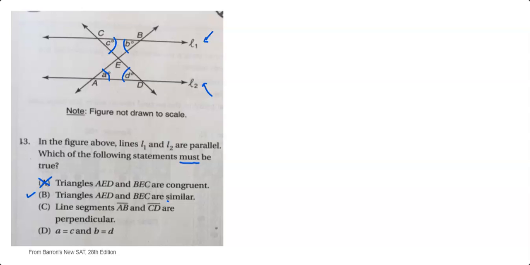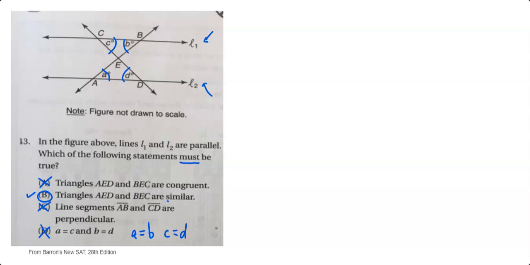AB and CD are perpendicular. We don't really know anything about that because we don't know the exact measures of B and C. Can't be that one. A equals C and B equals D. No, that's not true because we just said that A equals B and C equals D. So that eliminates that answer. So the correct answer is B.